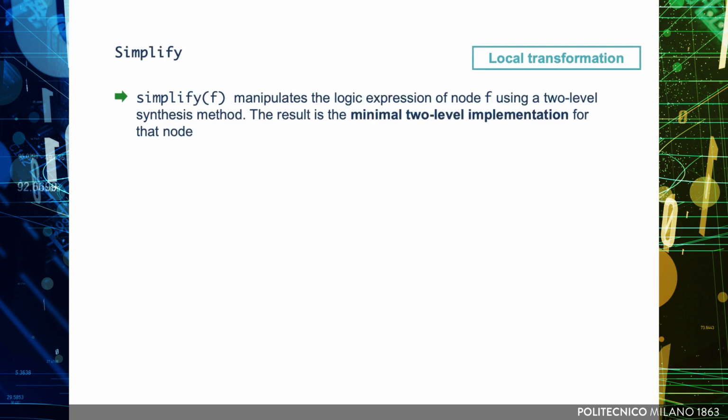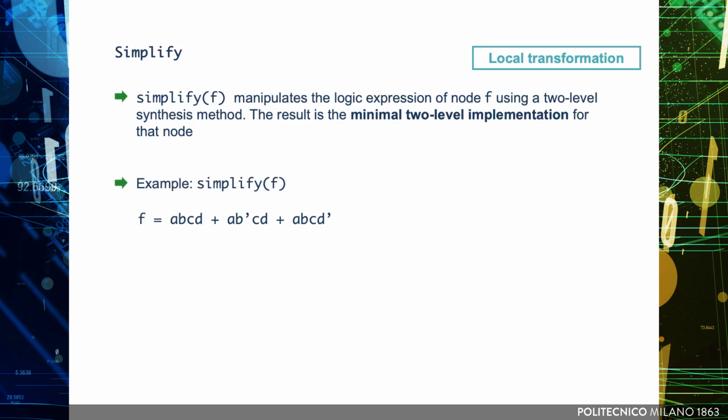This transformation simplifies the logic expression within a specified node, returning its minimal 2-level representation. The goal of this operation is to reduce the overall cost of the circuit. Do note that the expression within a node is not always in 2-level form. In fact, as we will see, some transformations may produce more complex expressions. A secondary purpose of the simplify transformation is to restore the expression to a form consistent with the 2-level model.